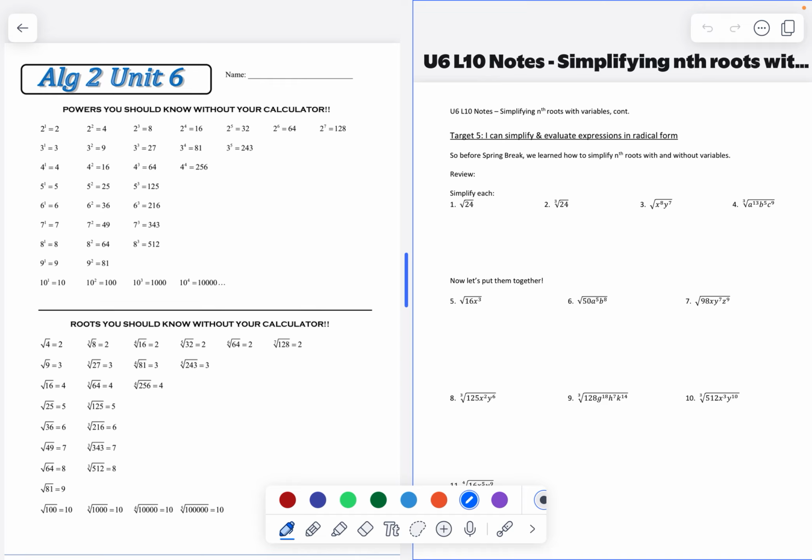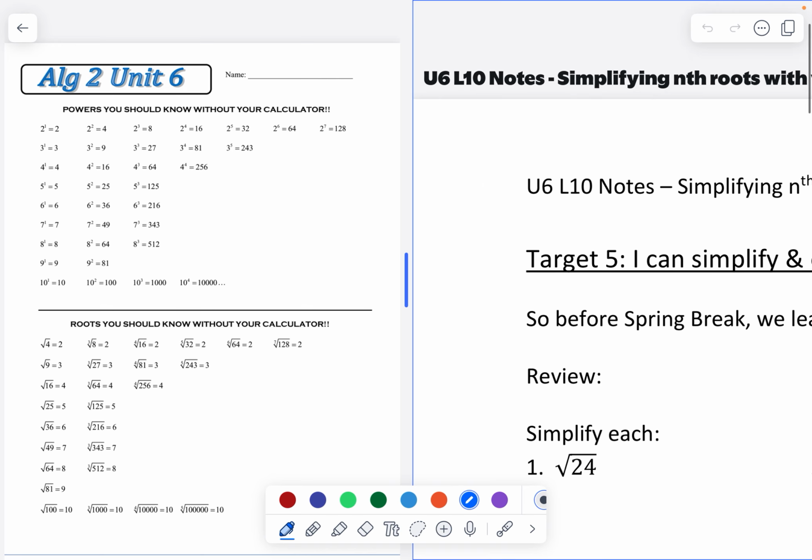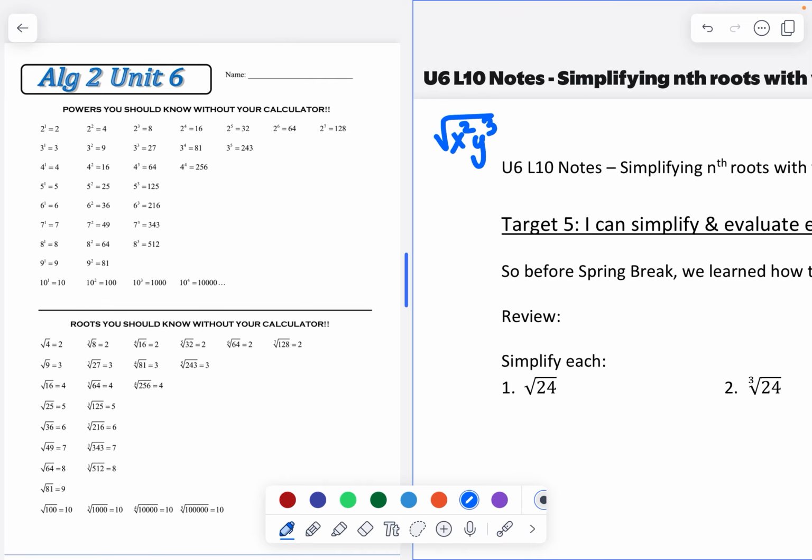So if you remember from the first part of class, we finished up lesson 9, which was doing roots with variables in it, right? That's what we did on Tuesday. And then the first part of Wednesday was simplifying numbers. Okay, so doing like the cubed root of 512.